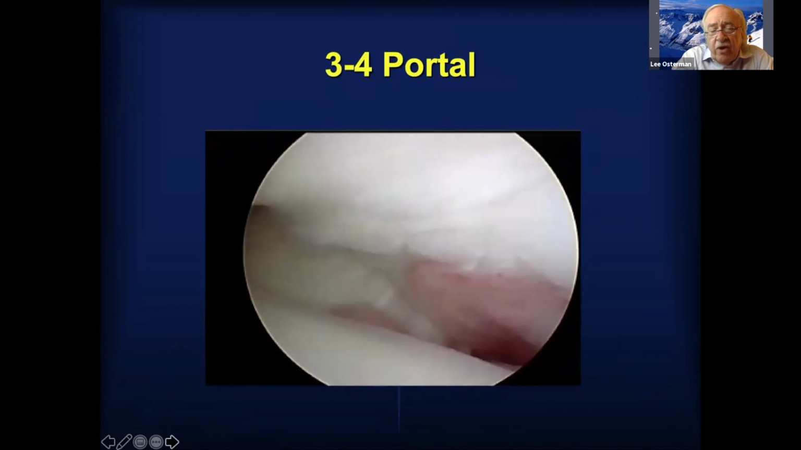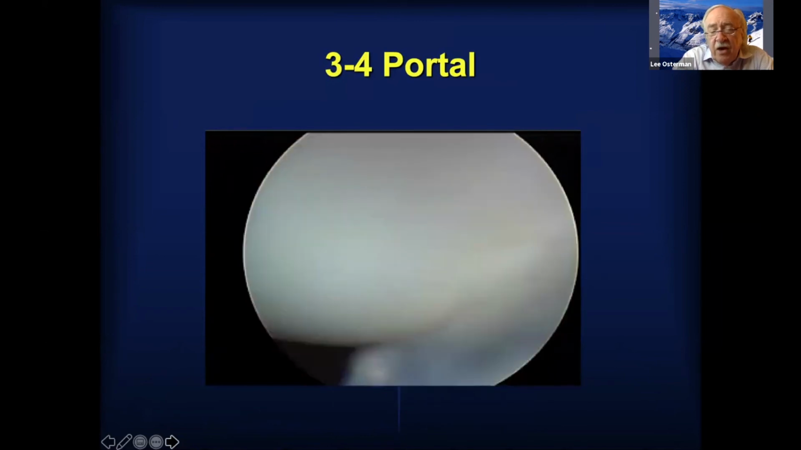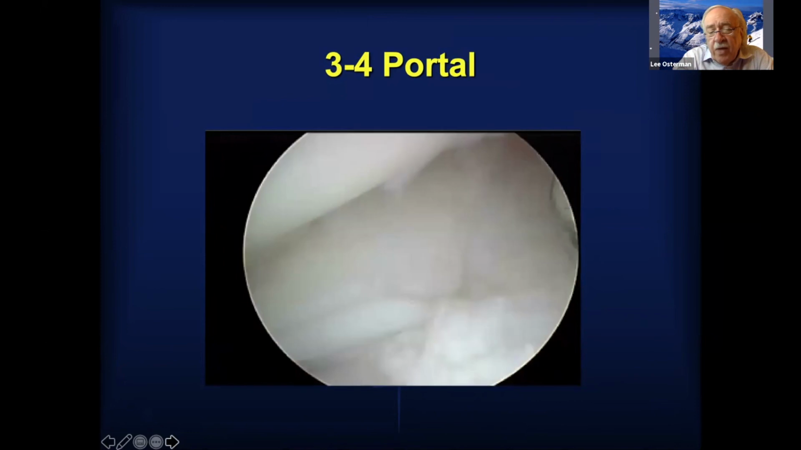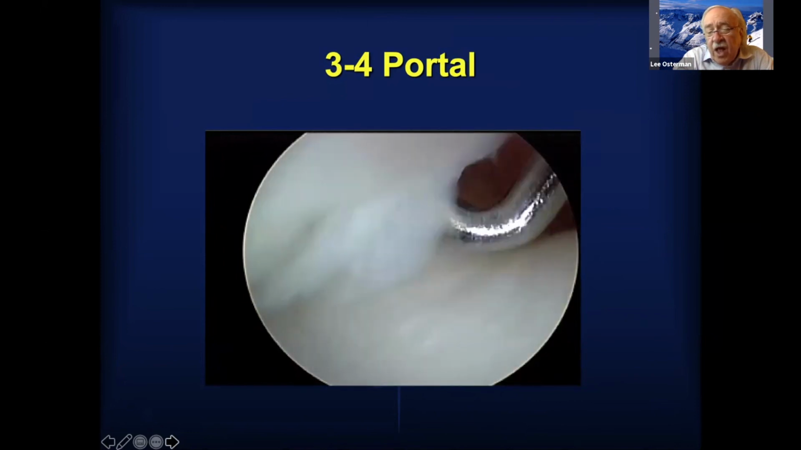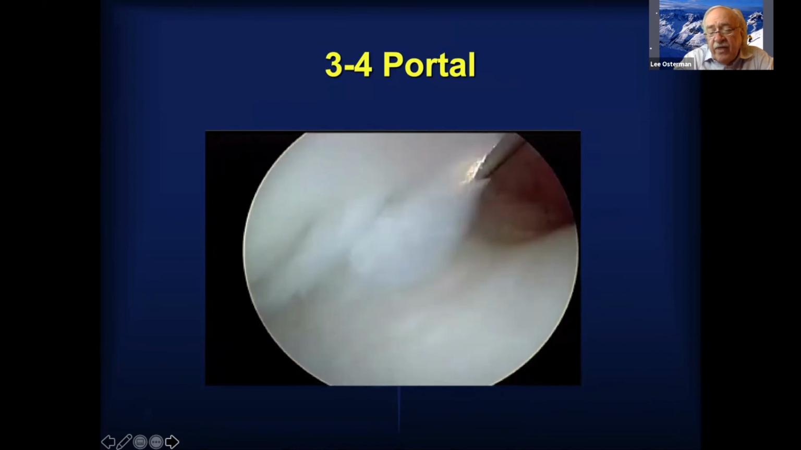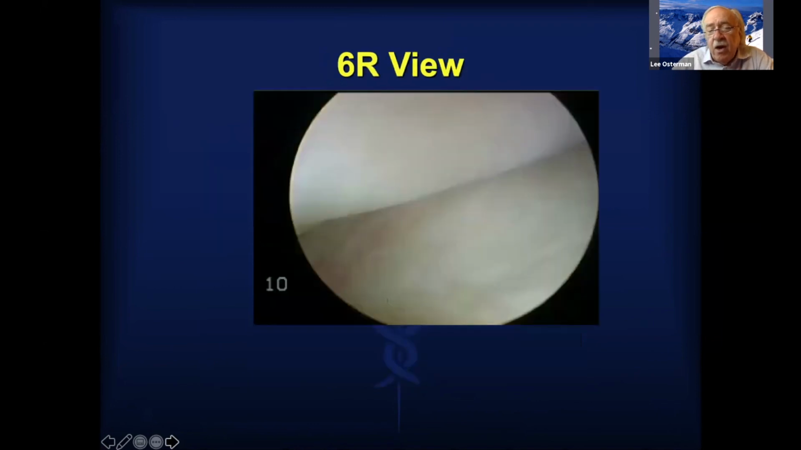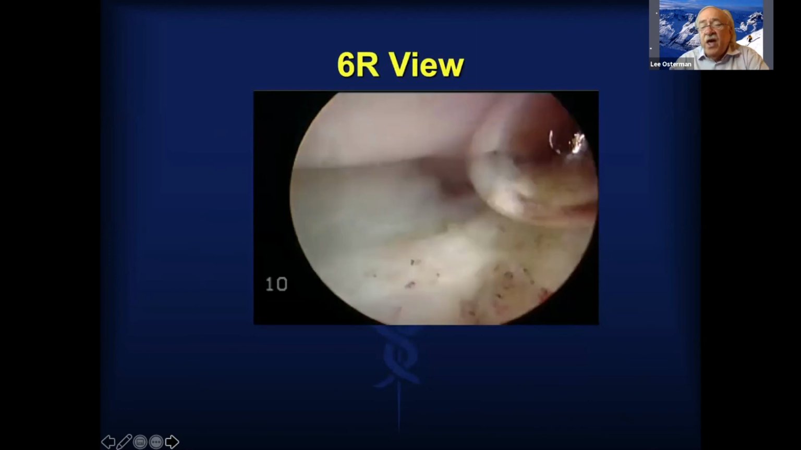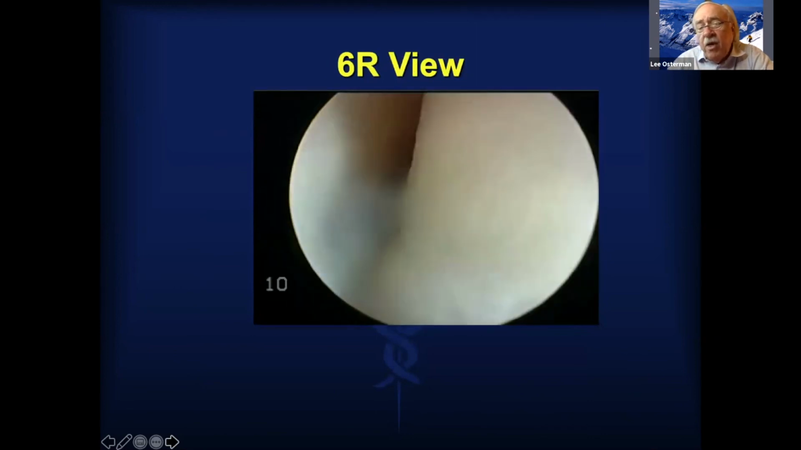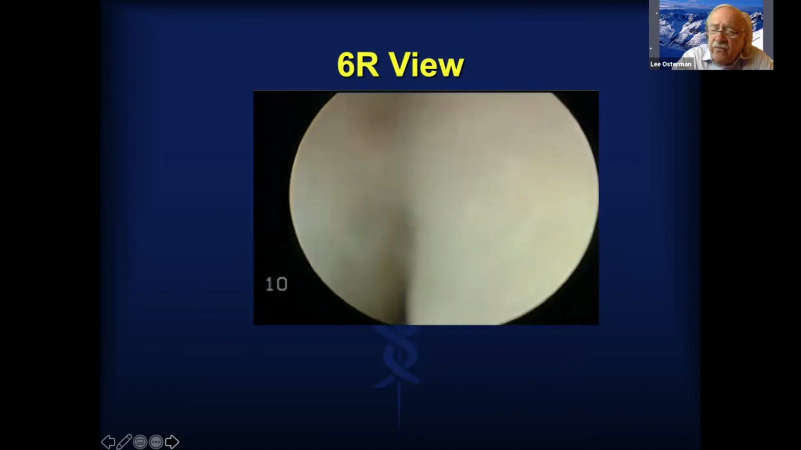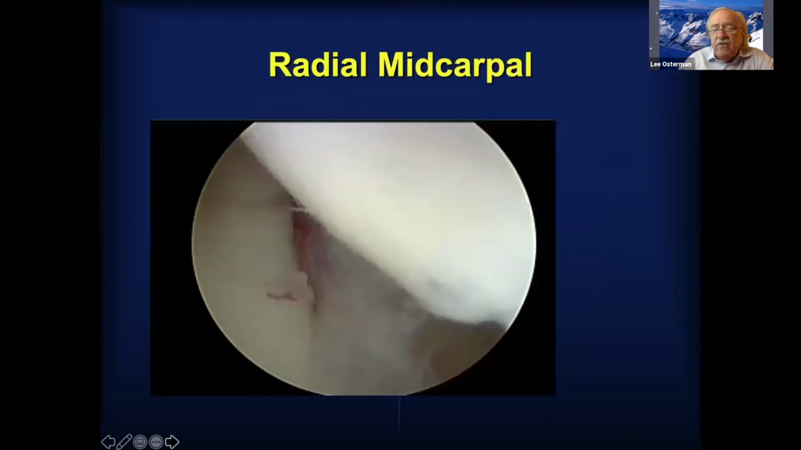So we're in the 3-4. Here's our lunate, with the scope probe in the 6R. And here we see the TFC is solid, fully intact. And we have this LT tear. When we come in on the ulnar side, we can see in the pisotriquetral joint, which is up by that air bubble, the tear. It's not a drive-through like the SL, but it is an absolute complete tear. And this is what you see in a complete LT tear.